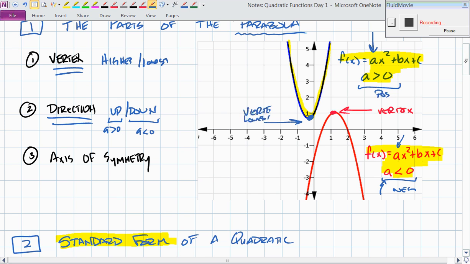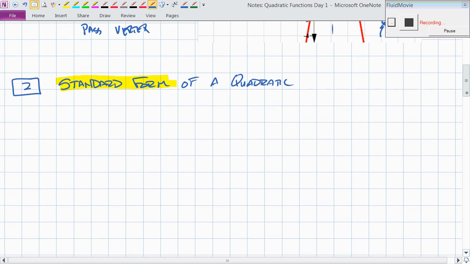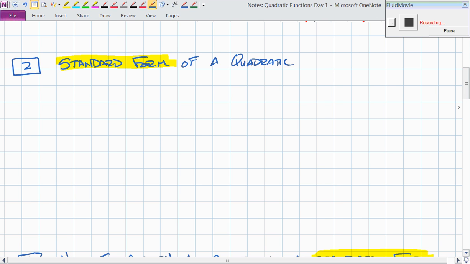Axis of symmetry is that axis that goes right through the vertex. It'll always go right through the vertex. That means that any point that is a certain distance away from the axis of symmetry on the left is guaranteed to be a certain distance away from the axis of symmetry on the right. That's the axis of symmetry part. The important thing to know here is it passes through the vertex. So those are the parts of the parabola: the vertex, the direction, and the axis of symmetry. Got it? Perfect. All right, let's talk about standard form of the quadratic.